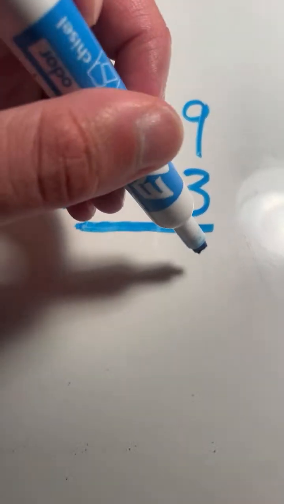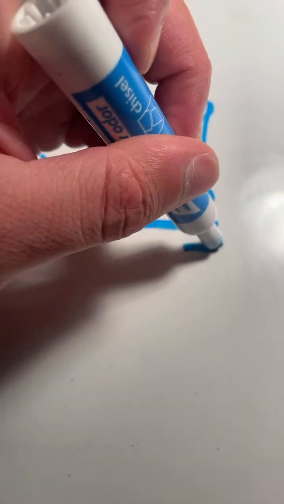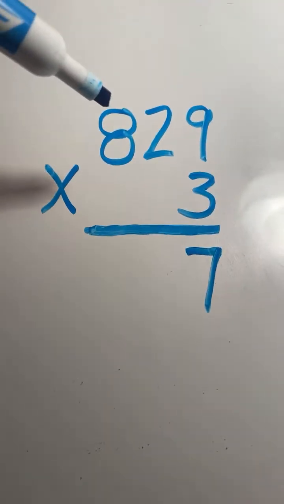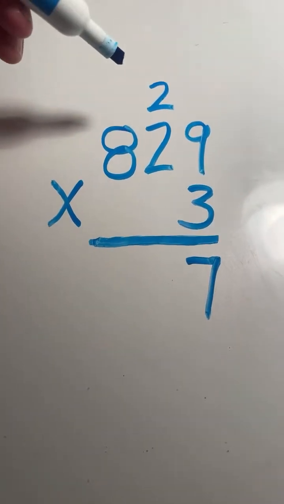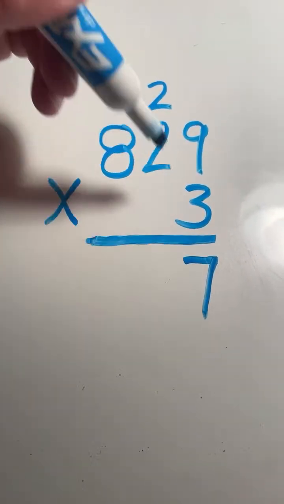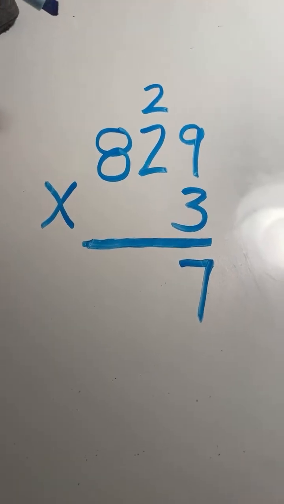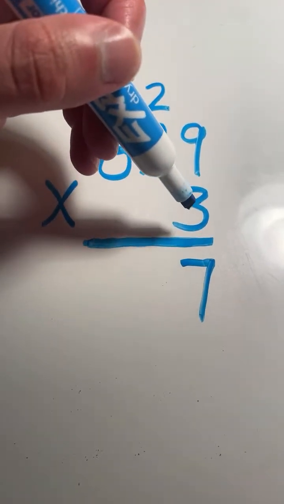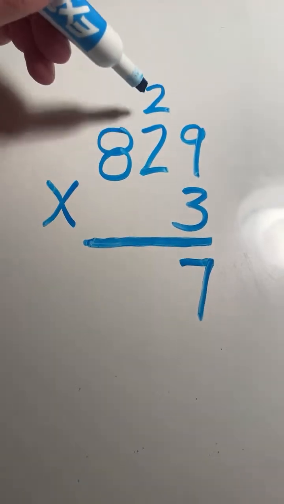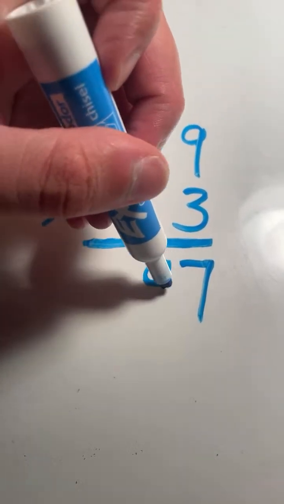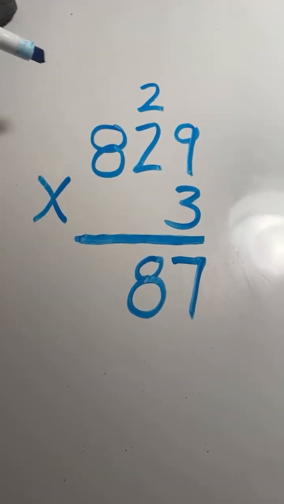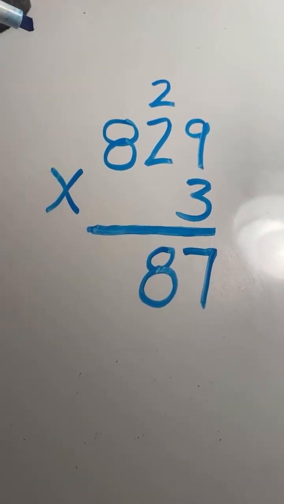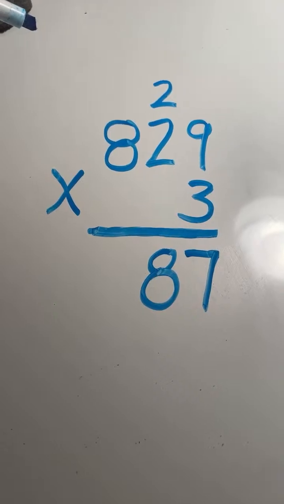The 7 in 27 goes in the ones place. The 2 in 27 gets carried over to the tens place. Next, we multiply 2 times 3, and we have to add the 2 that we carried over to our answer. So 2 times 3 equals 6. 6 plus 2 equals 8. Now, we do not need to regroup in the tens place because our answer here is less than 10. We only regroup when our answer is 10 or more.